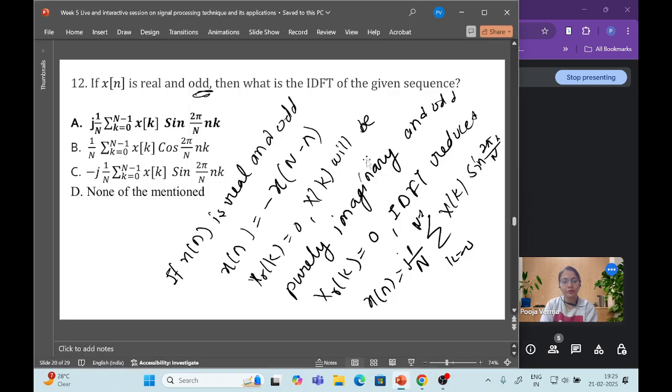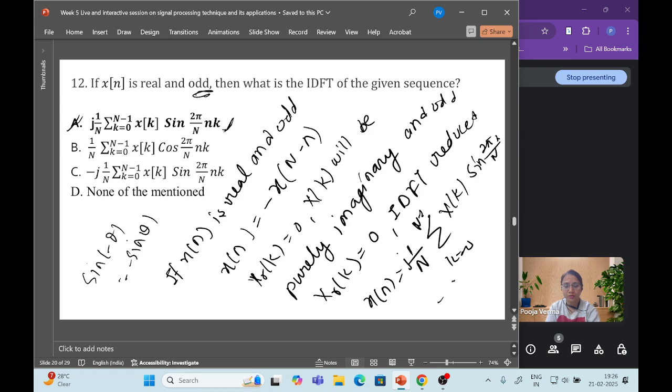So if you further solve this by taking the real and imaginary part, then you will put the real part equal to 0, then you will get this one, imaginary and odd. So sine of minus theta will be minus sine theta. So already we know that, if you put it, we will get the inverse DFT, you will get this sine term, not a cosine term, because it is an odd function. So option A is the only correct answer for this question.